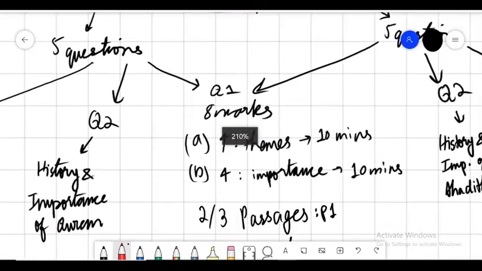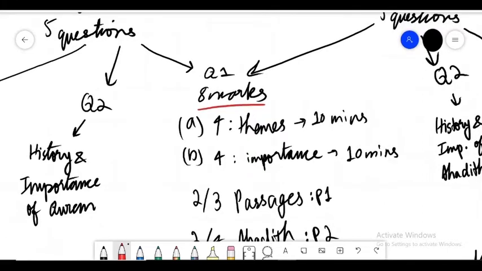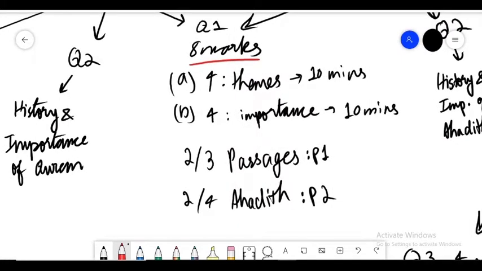So now talking about the paper pattern, each paper consists of 5 questions, and you have to attempt 4 out of the 5 questions. The first question is of 8 marks in both the papers. This is quite the same in both the exams. Part A is of 4 marks, and part B is of 4 marks as well, so together they add up to 8 marks.